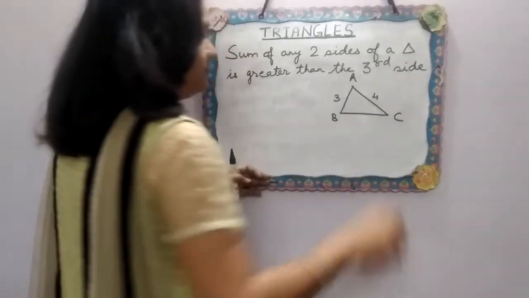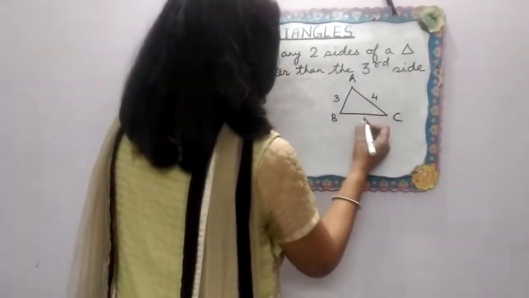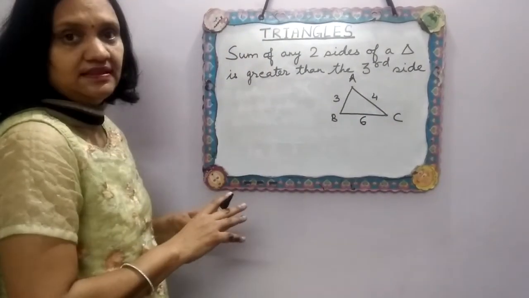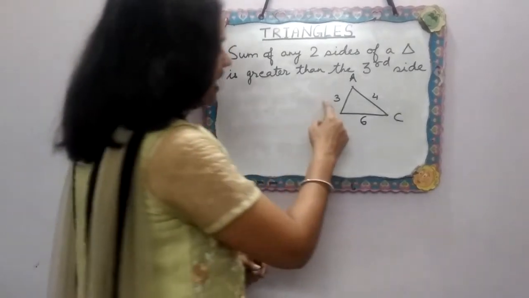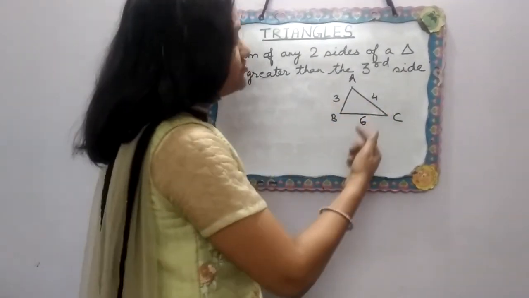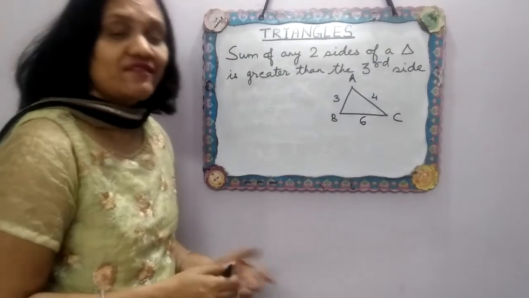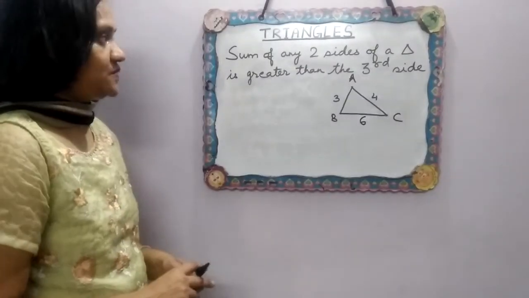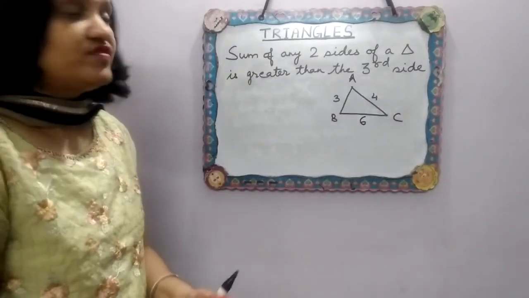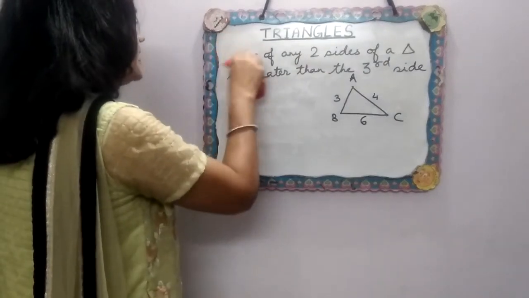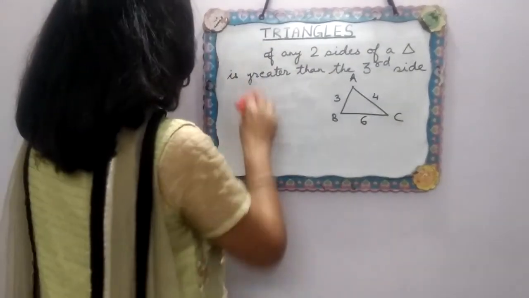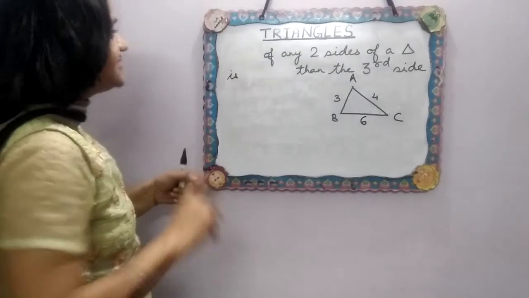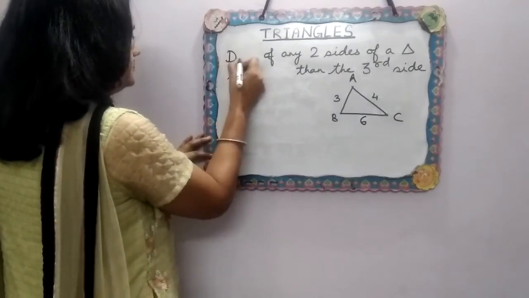What if we have a triangle like this? Which are the shorter 2 sides? Again 3 and 4. So 3 plus 4 is greater than 6, 7 is greater than 6, so a triangle is possible. Now a slight variation of this theorem is: difference of any 2 sides of a triangle is lesser than the third side.